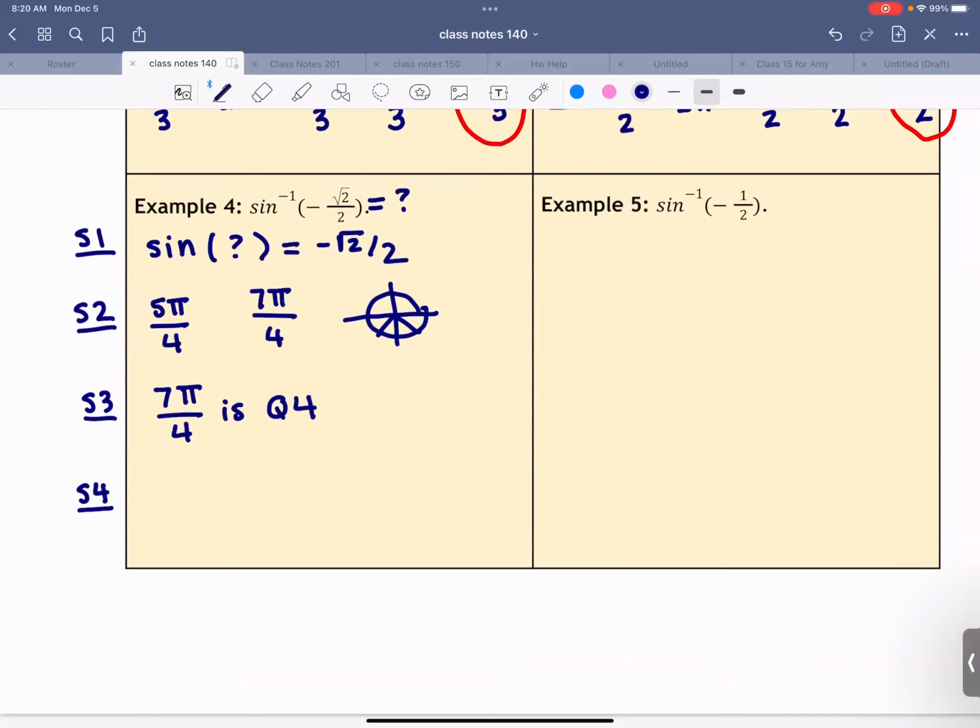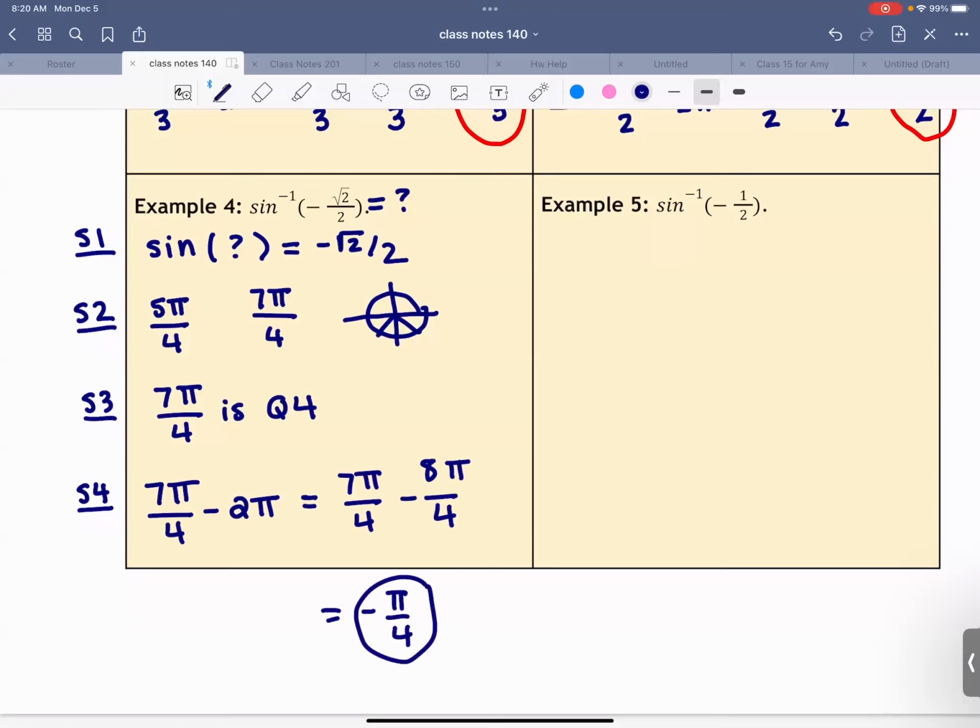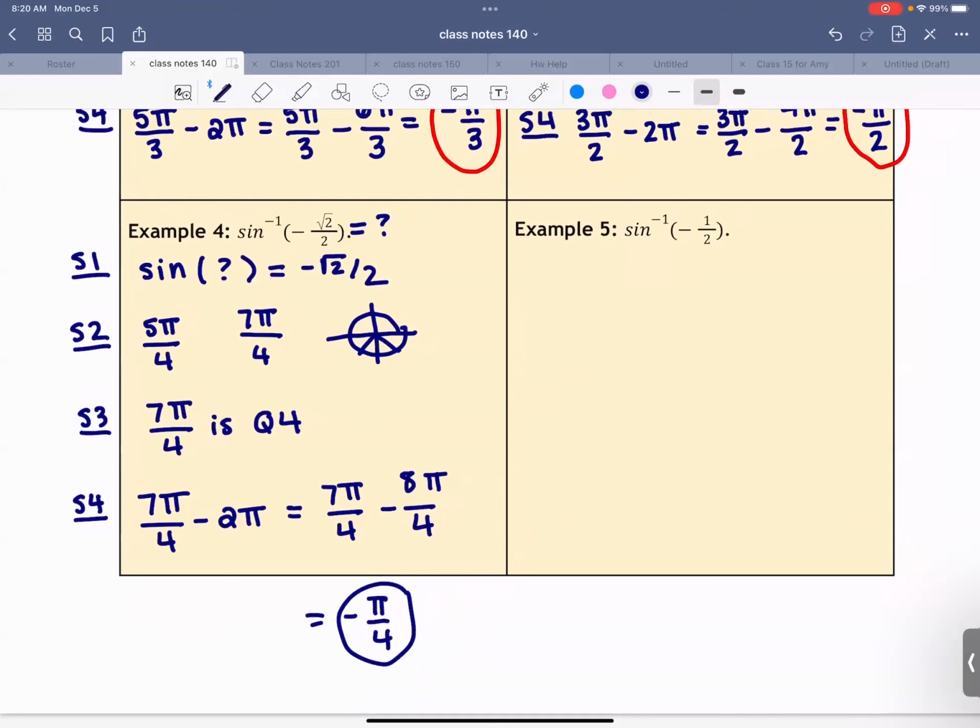So what do I have to do to make this an answer that looks right? Subtract off 2π, right? So I'm going to take 7π/4 and subtract off 2π. What this does is it gives me a coterminal angle, an angle that represents the same picture but a different number. To do that, I'm going to find a common denominator. So 4. 2π is 8π over 4, right? So when I subtract this off, I get negative π over 4. All right. Any questions on example number 4?